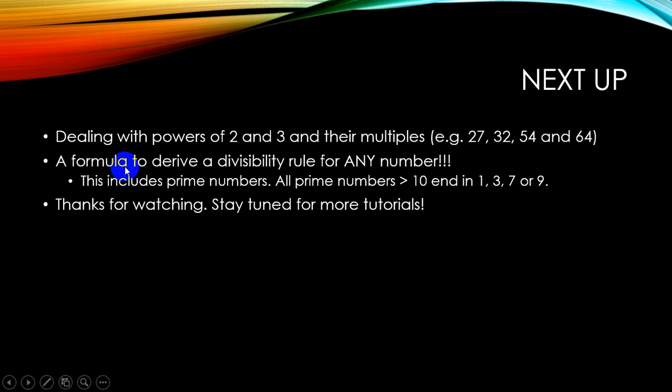And then I'm going to show you a really cool formula to derive a divisibility rule for any number. Every number has a divisibility rule, believe it or not. This includes prime numbers, and note that any prime number above 10 will end in 1, 3, 7, or 9. If it ended in 5, it's divisible by 5, so it's not a prime number. And, of course, it can't be even because then it's divisible by 2.